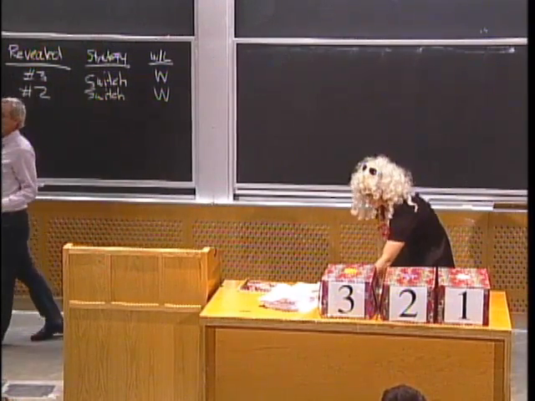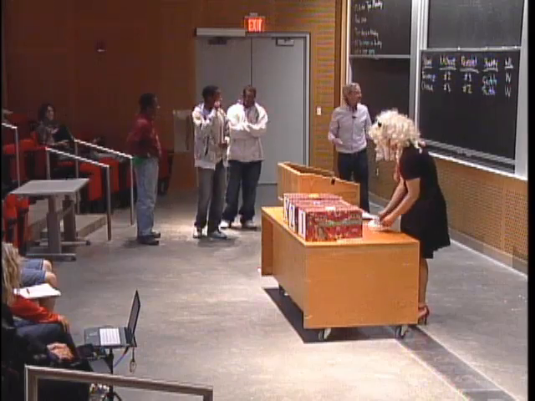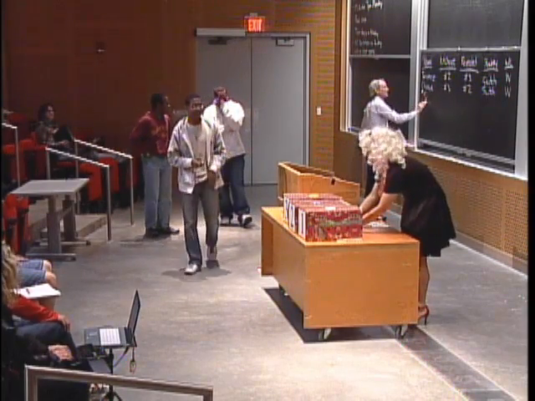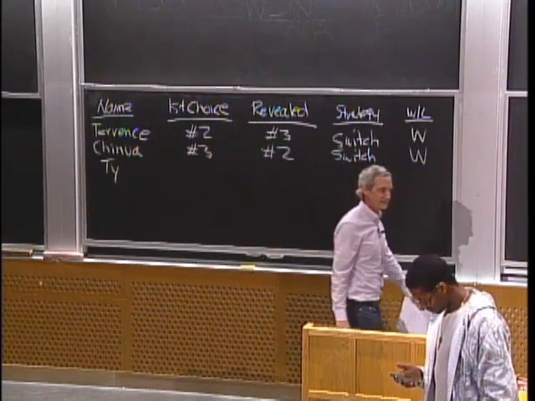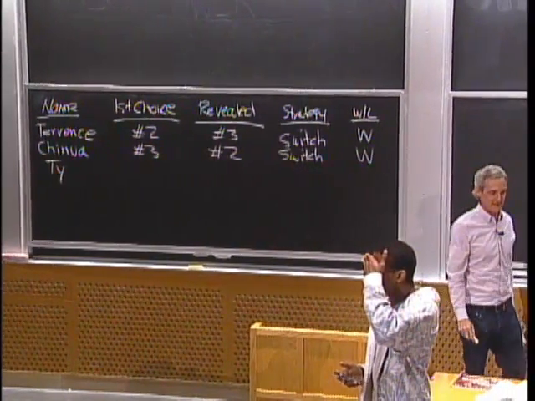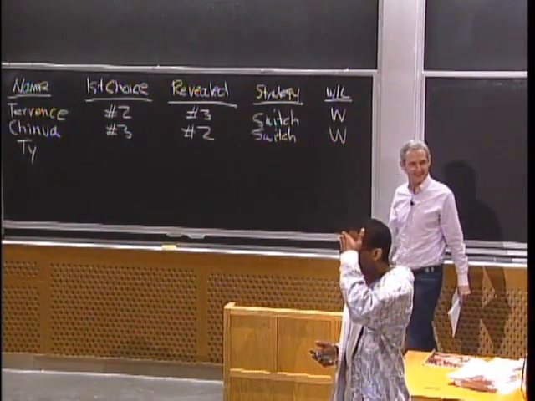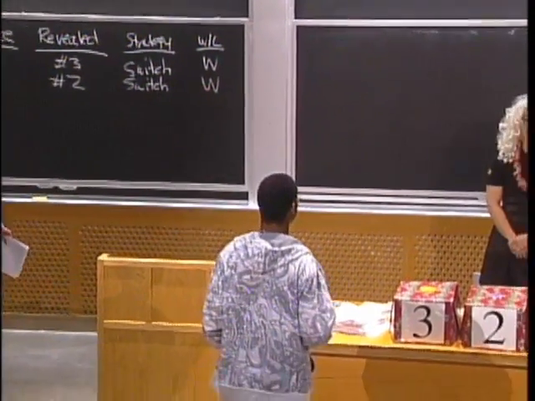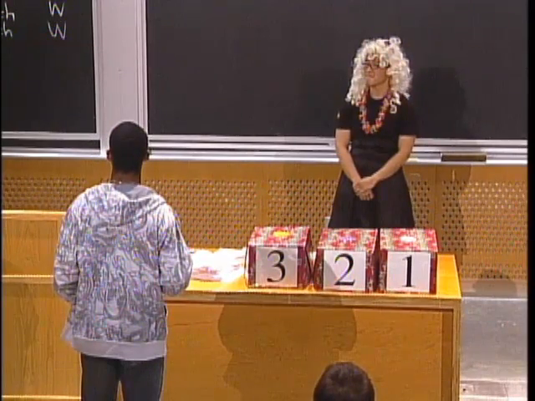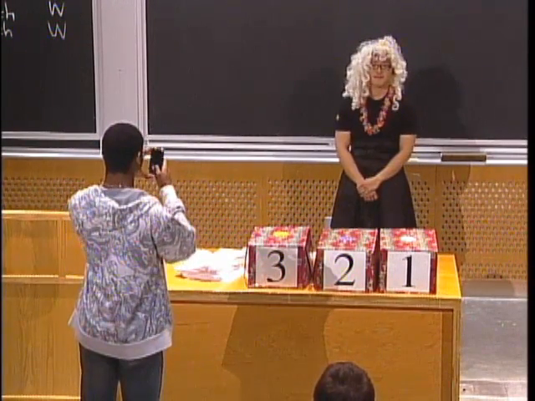All right, who's our last contestant? What's your name? T.Y. Okay, that's good. Well, yeah, you got to turn around. No peeking here. Okay, Ty, what's your first choice? Box number 1. Yeah, that's been the one with the gift certificate for sure.